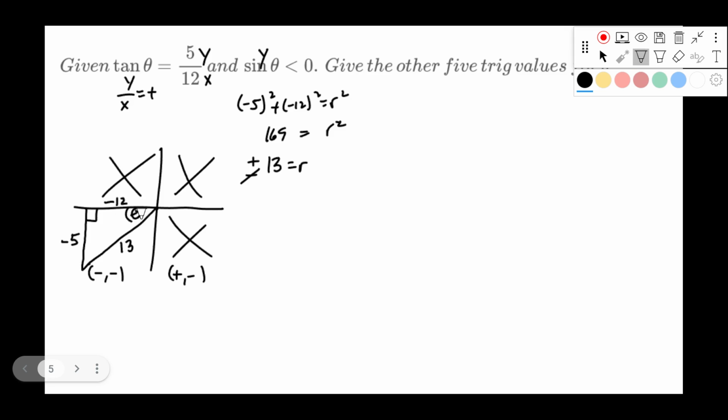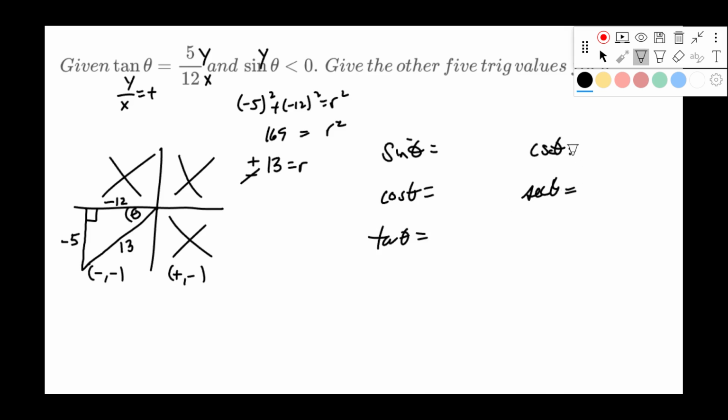Here's my angle theta. I want to find the other 5 trig values. So I want to find the sine of theta, the cosine of theta, the tan of theta, the cosecant of theta, the secant of theta, and the cotan of theta. Well, I can already do 2 of them. Tangent is 5 over 12. That makes cotan 12 over 5.